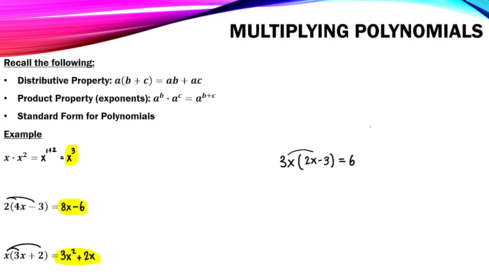Again, I want you to think about this in your head, where they both have a power of 1, which would give you x to the power of 2, right? So this would give me 6x squared. And then if I do 3x times the negative 3, that's how I get minus 9x. Okay, so that's what we would get for this practice example here.